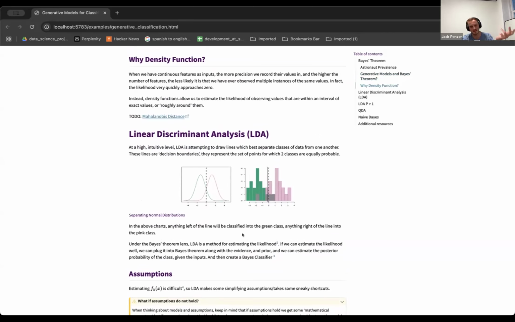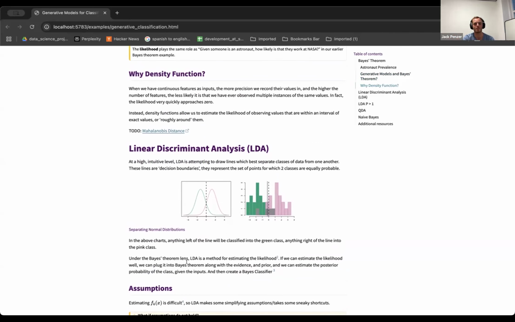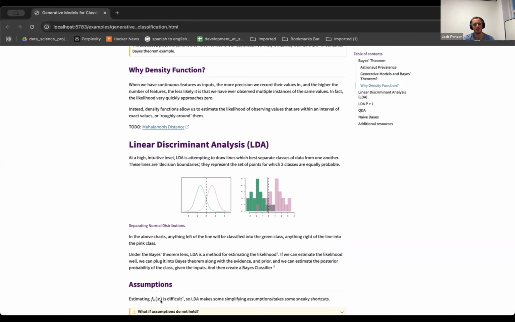Yeah, and in the Bayes theorem lens, LDA is purely a method for getting that likelihood. We don't need to get the prior, we don't need to get the evidence. It's fine, estimate the likelihood. Okay. Lots of places just say that estimating the likelihood, the probability density function, is difficult. They maybe expand why.